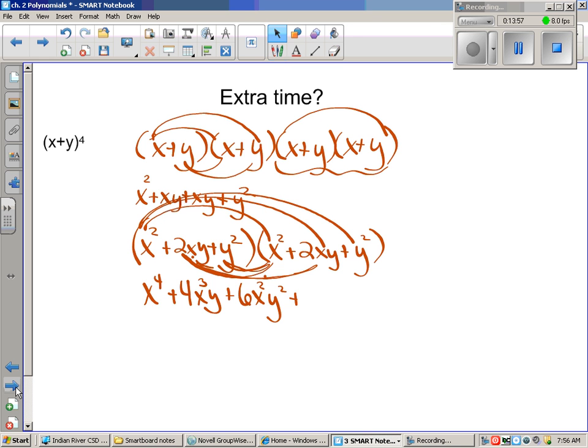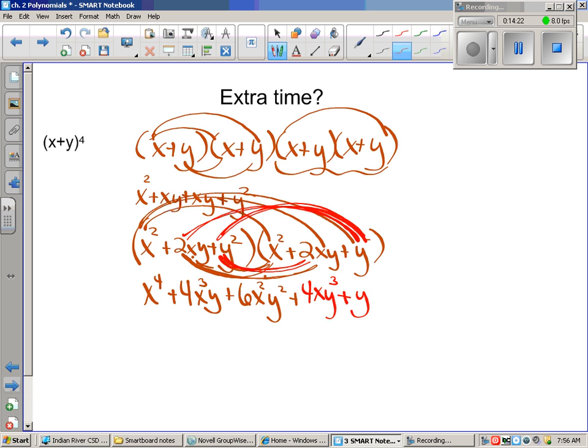All right, now I'm going to use different colors so we can see it. I've done x squared to everybody. Now I'm going to go 2xy to the end here. That gives me 2xy cubed. Move in, right? I move in, and I get 2xy cubed. So I get, in the red here, 4xy cubed plus, and then the last term that we would have is the y squared times the y squared, which gives me y to the 4th. And that would give me that answer.